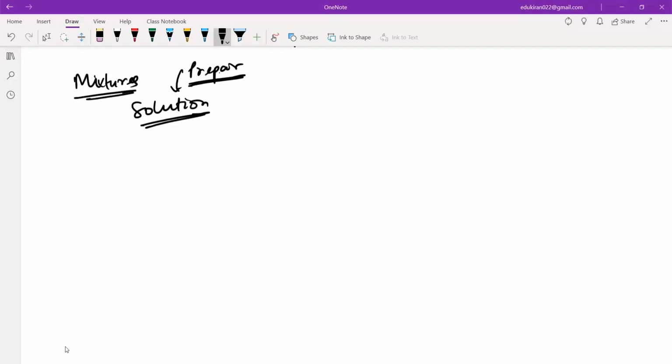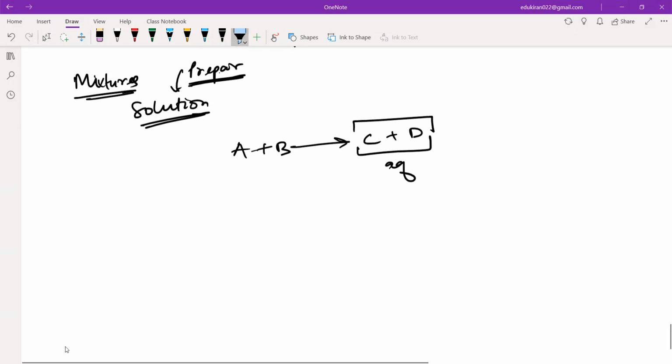Now many a times what happens in nature also, and while we are doing some type of chemical reactions, we take A plus B and then we are getting C and D. Now both C and D are in aqueous state, and we have a solution of C and D, and we need only the D product. C is not important to us.